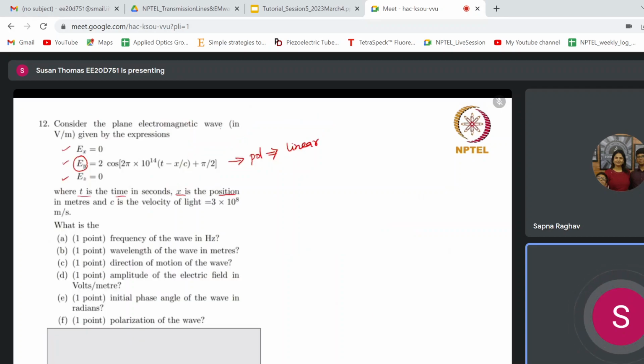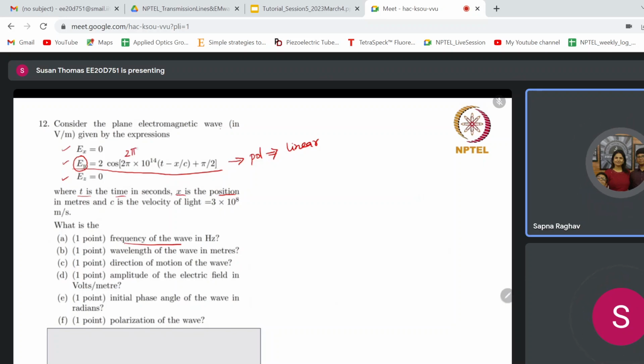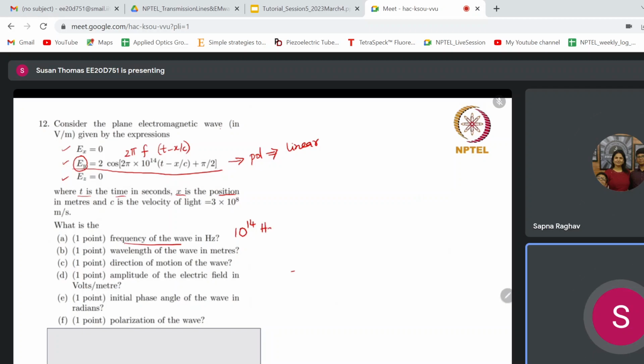Okay. Now let's come back to the question. This is a very simple question. Frequency of the wave. Can you please say what is the frequency of the wave based on this equation? Look at the equation and say what is the frequency. If you remember, the standard form is omega t, that is 2 pi f t. So 10 raised to power 14 is the frequency. Yes, exactly. So that will be the frequency.